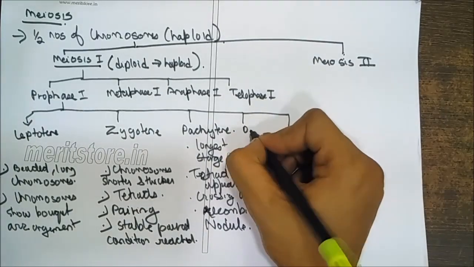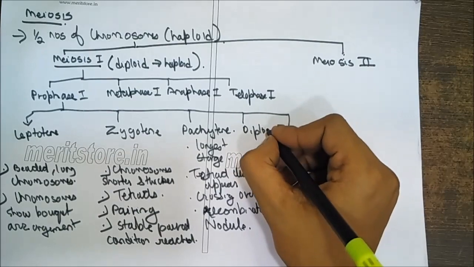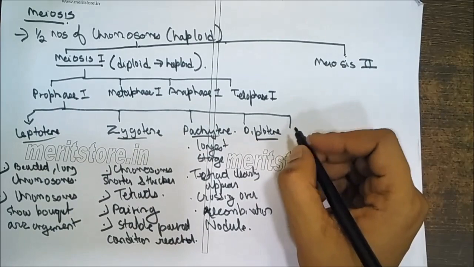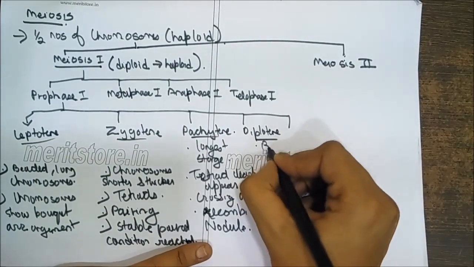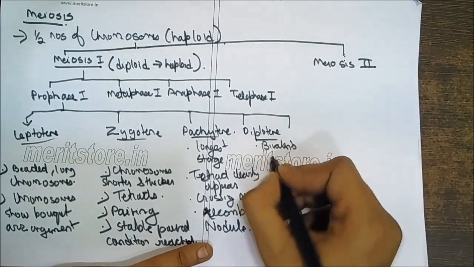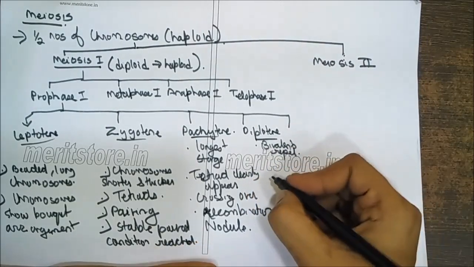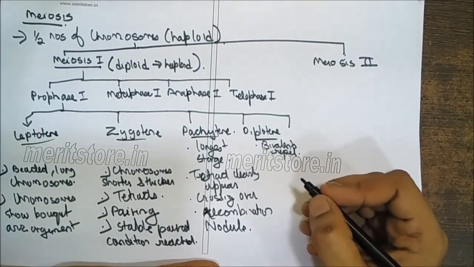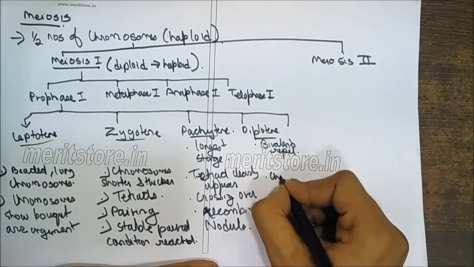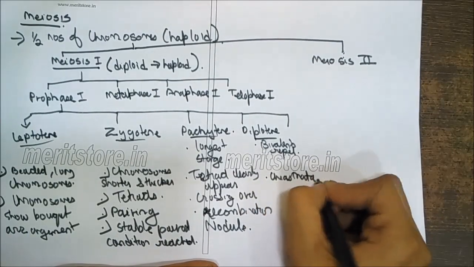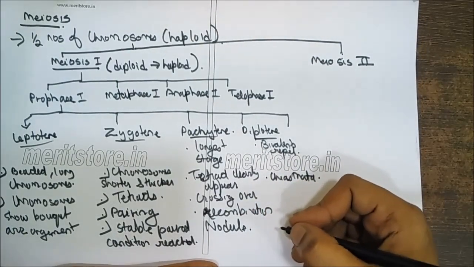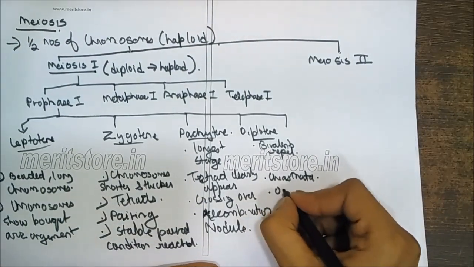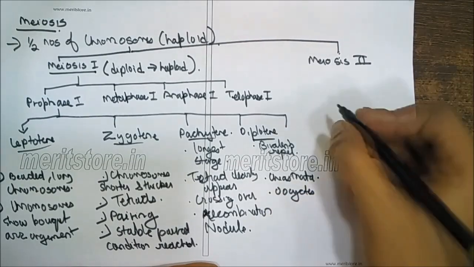Now next is diplotene. In diplotene, the bivalents repel each other, so chiasmata, the sites of crossing over points, strongly appear. You can clearly see chiasmata. This occurs in oocytes of some vertebrates and it may last for months or years. So remember, it will happen in oocytes of vertebrates.